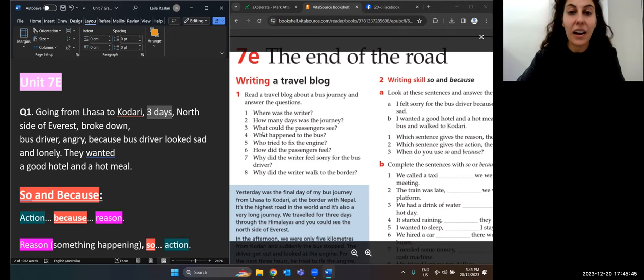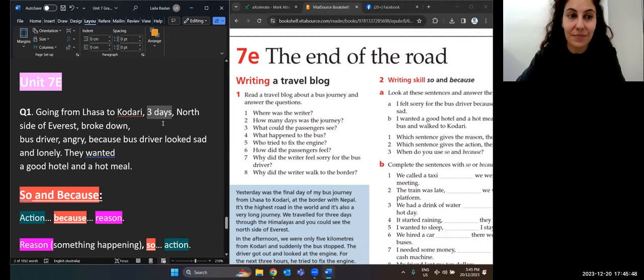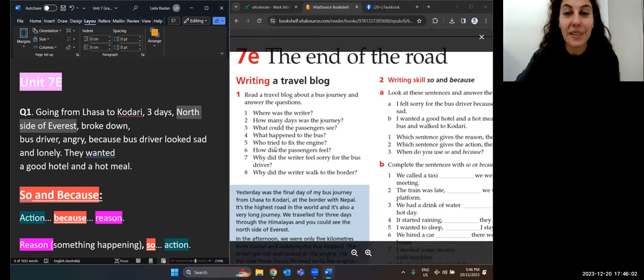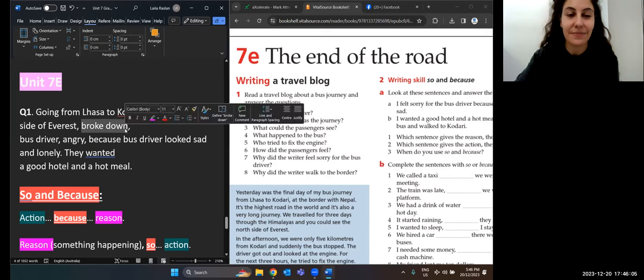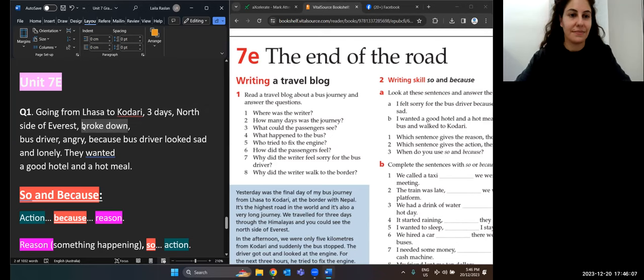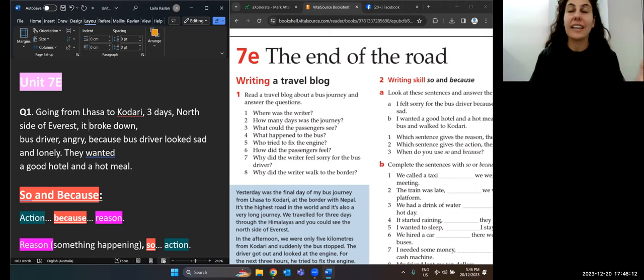Next question. What could the passengers see? Yeah, the north side of Everest. So that big snow mountain, Everest. They could see the north side of it. What happened to the bus? It broke down. Yeah, so we know because it's not a living person, she, he, it's an it. The bus is an object. So it, the bus, broke down. It stopped.